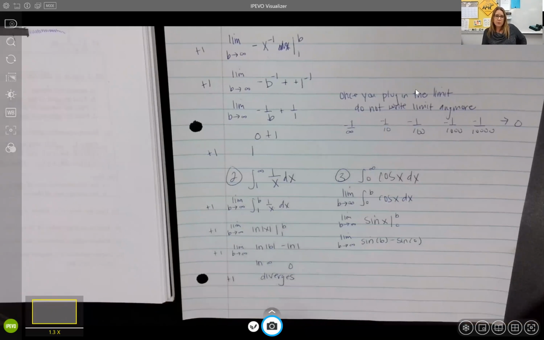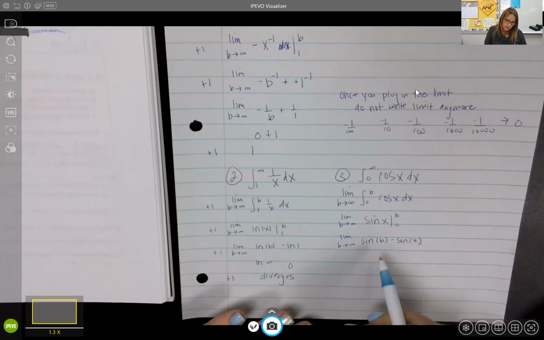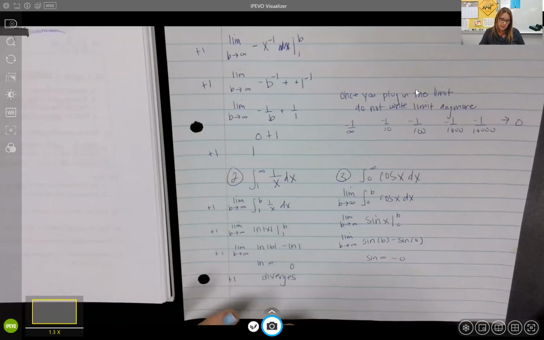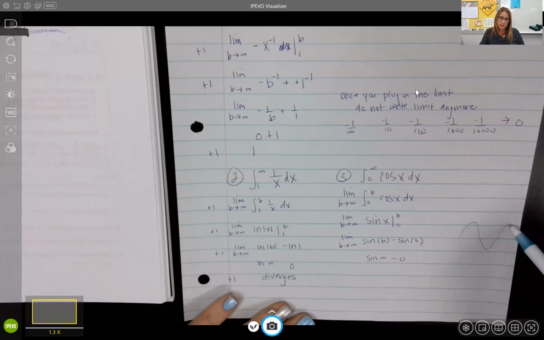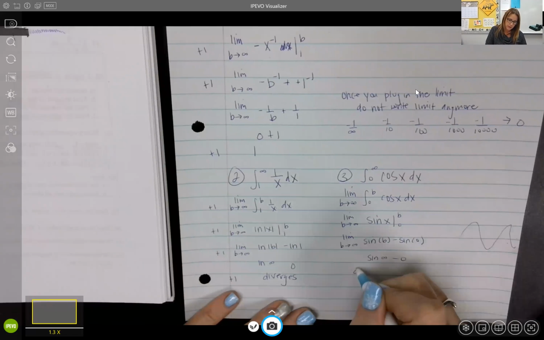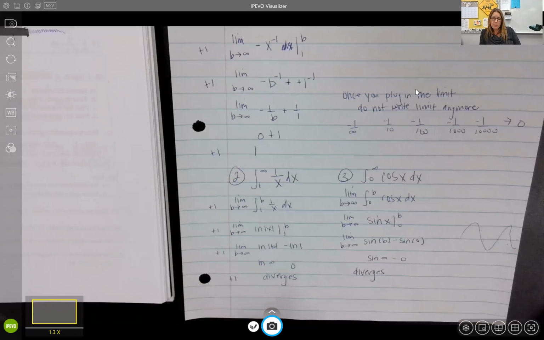Okay, so the sine of 0 is just 0. And the sine of infinity, think about a sine graph. It goes up to 1 and down to -1 and up to 1 and down to -1. So depending on where you are as you go to infinity, you have to say that that will not work. Okay, so this is also going to diverge. I'm not able to come up with an exact number for the sine from 0 to infinity because it oscillates.